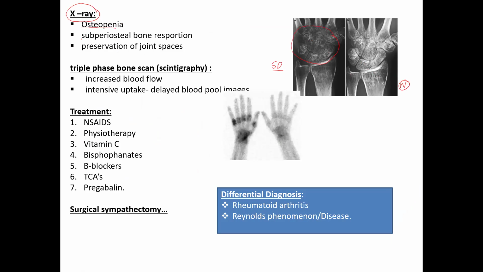Then there is subperiosteal bone resorption. So this is the periosteum. Here is the normal bone. Here, this all is blackened out. So it is resorption of the periosteal bone.